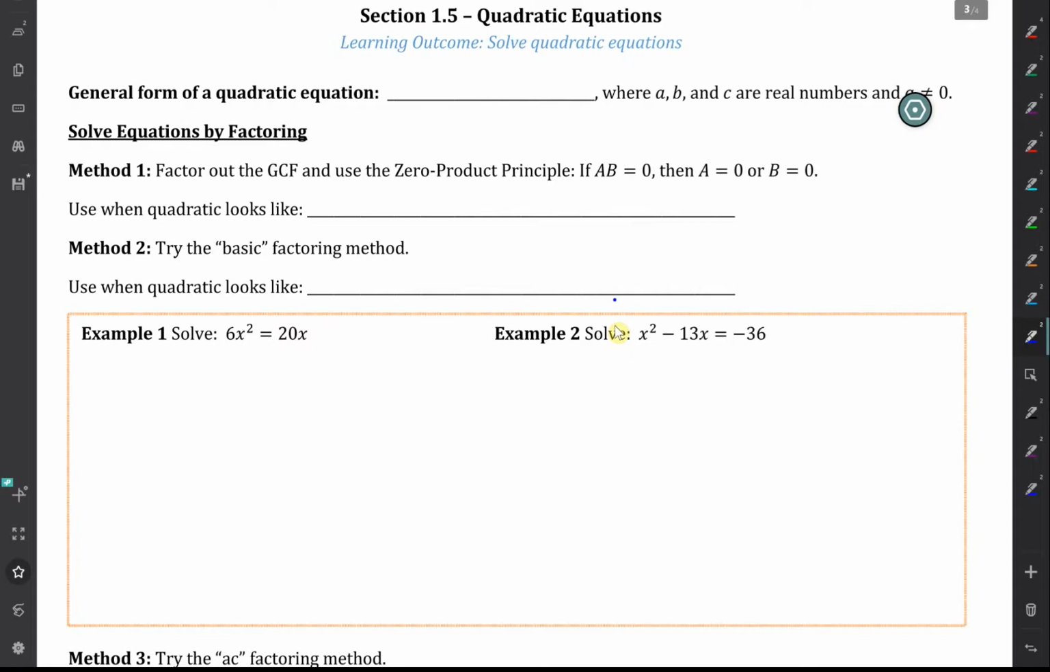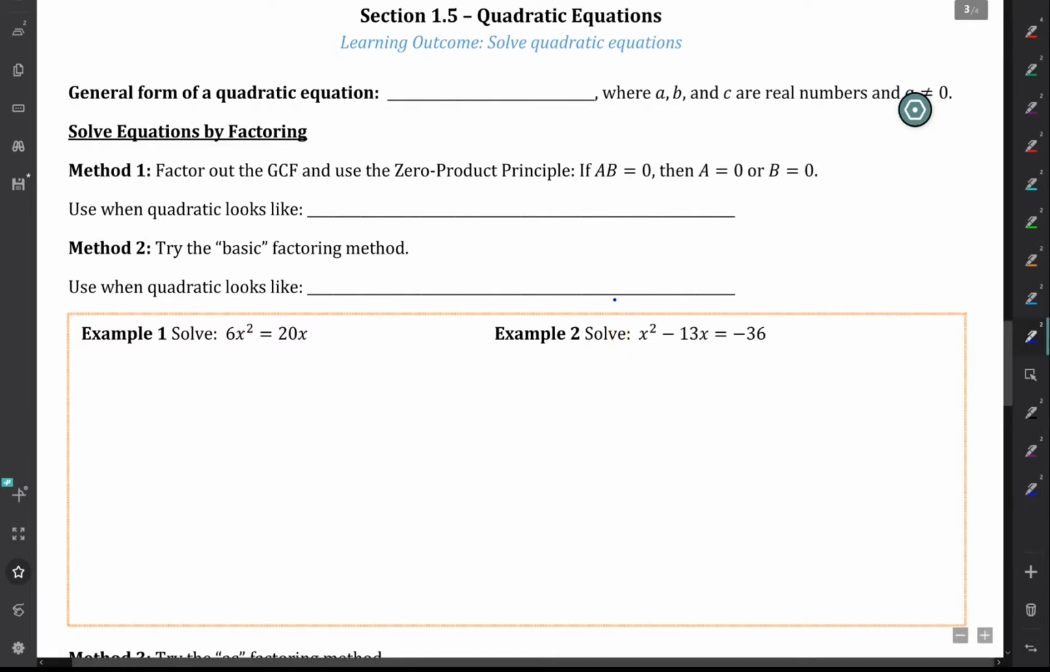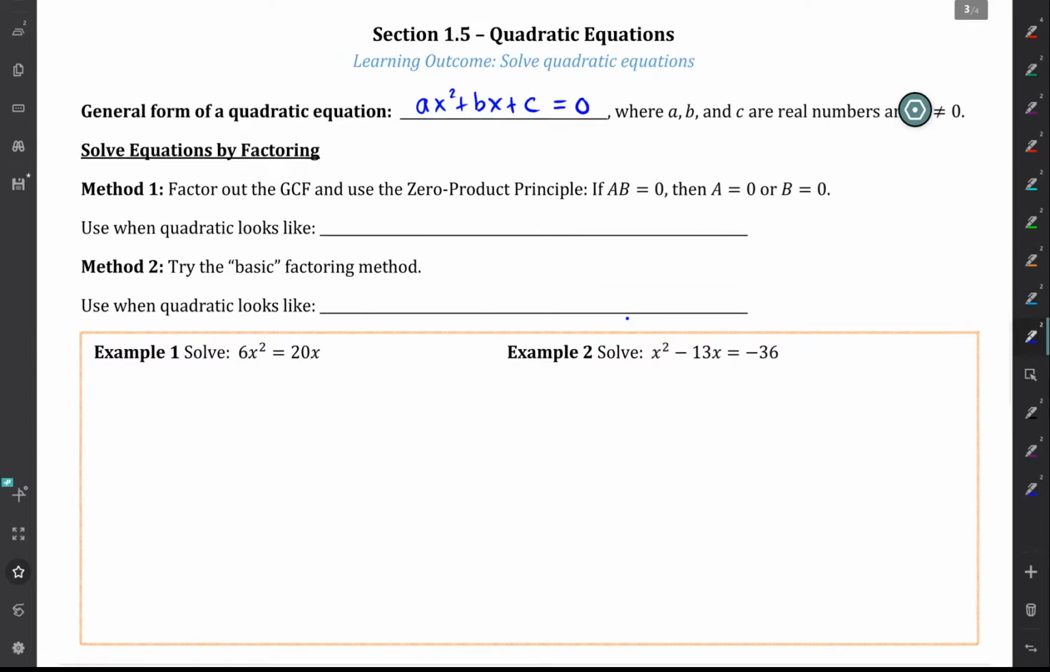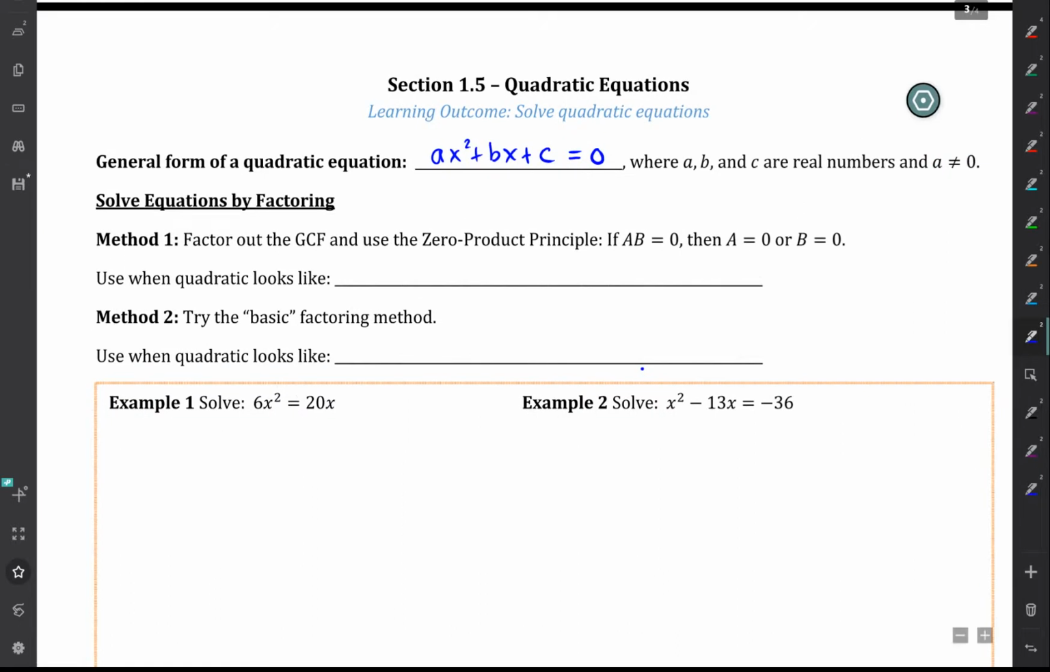In section 1.5, we're going to talk about quadratic equations. And the general form of a quadratic equation is something of the form ax squared plus bx plus c equals 0, where a, b, and c are real numbers and a cannot be 0, because we want to have an equation where there's an x squared term, and if a was 0, the x squared term would not be there.